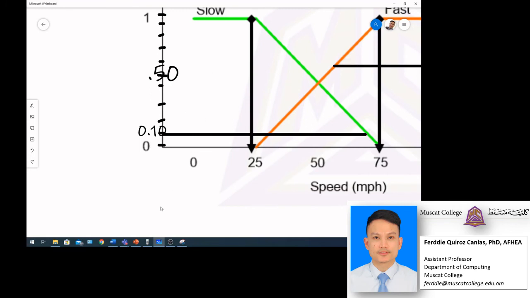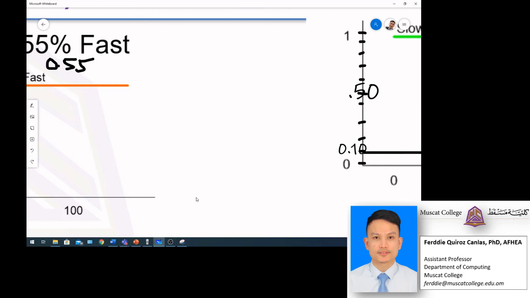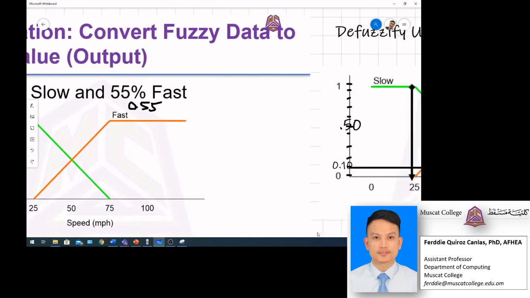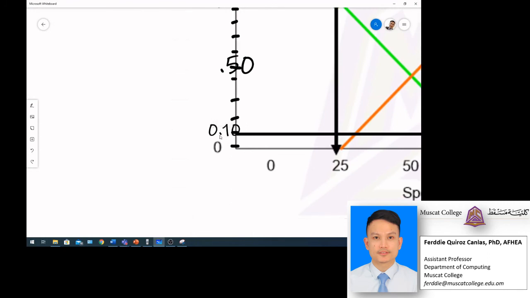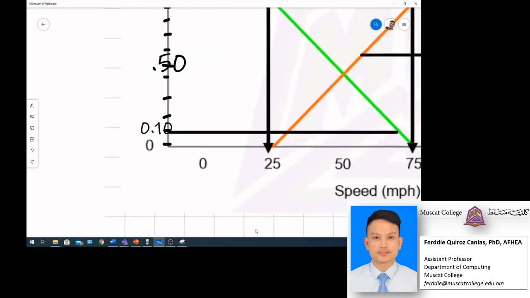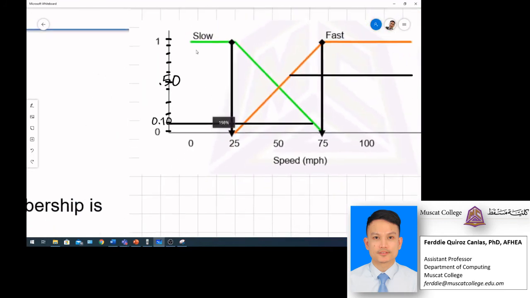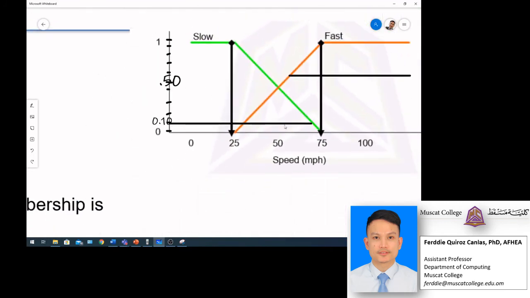So slow, according to the output we have, is 10%, right? 0.10. I wrote it in here, 0.10. That's why you will see I highlighted all the slow only. Okay, 0.10 of the slow up to here, because slow is from 0 to 75. That's why I highlighted all of this area for the slow. Clear?